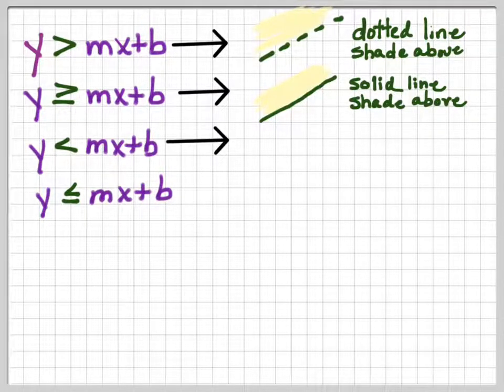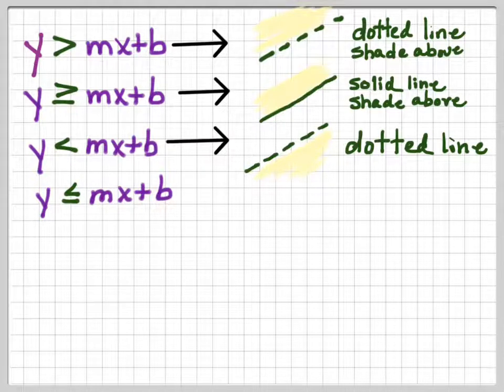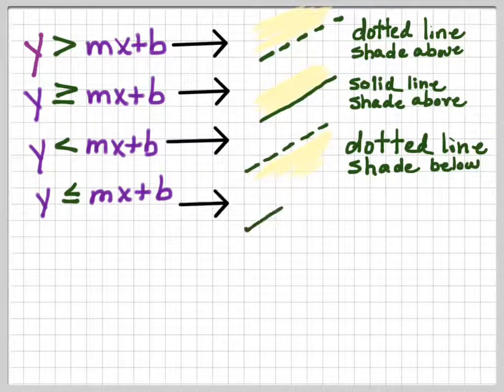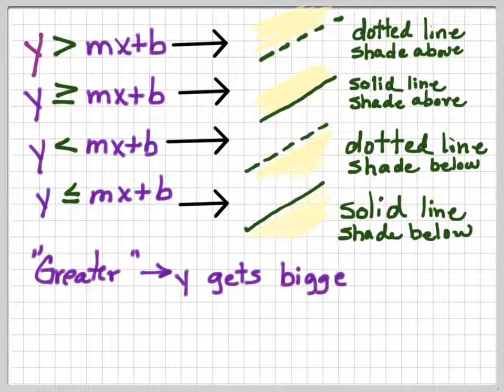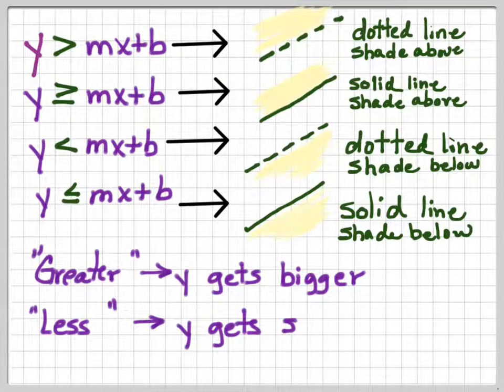If we have a less than sign, what that means is, once again, it'll be a dotted line because it is not equal to. The dotted line with a linear equation is like the open dot if you're just graphing an inequality in one variable. So dotted line and shade below. And the last one is a solid line because it has equal to with it, and shade below because it's less than. Greater means y is getting bigger. So if you look at wherever your graph is and you shade where y is getting bigger, look at the y portion of the graph and see where it's getting bigger. And less means y is getting smaller or less, so that's why you would shade below the line.